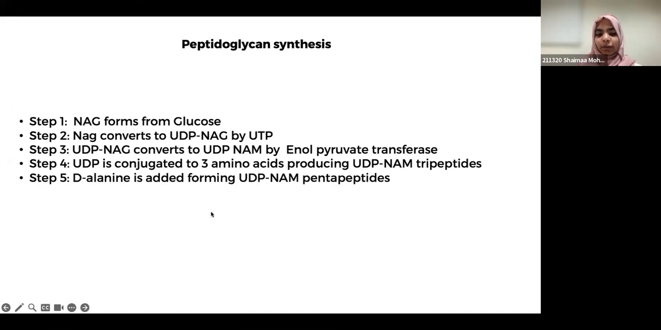So now we formed our L-lysine and DPA is part of the 3 amino acids that are added first, forming the tripeptide. And then D-alanine: we said first L-alanine is converted to D-alanine through racemase, which is inhibited by cycloserine. And 2 D-alanine molecules are added, forming the 5 peptides, right? UDP-NAM pentapeptides. Okay. Then what happens next? We formed our precursors. What do we have to do next? We finish the cytoplasmic stage.